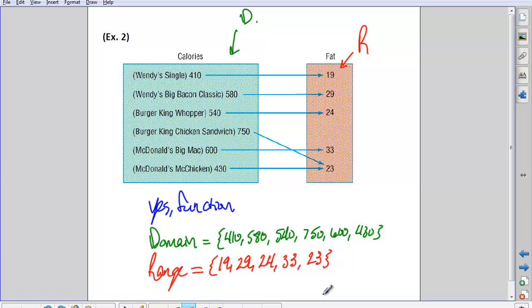But that's it. Okay, we do have a function. Each input has one output, and just listing those values in that set notation for the domain and range.